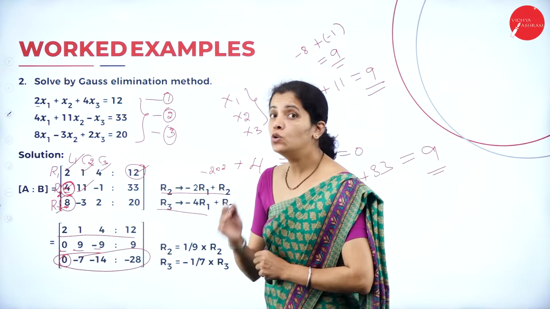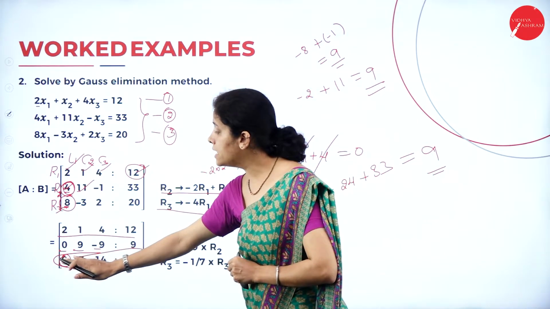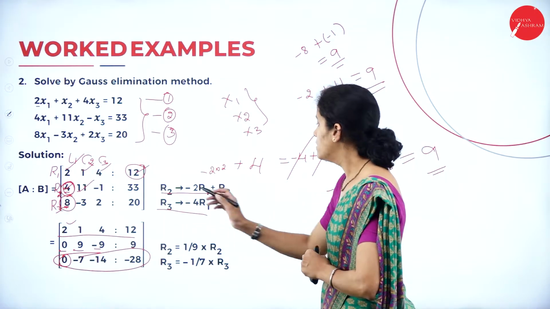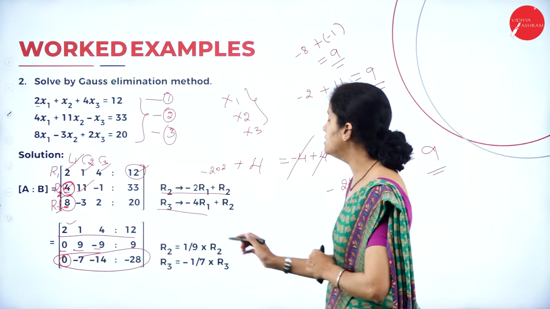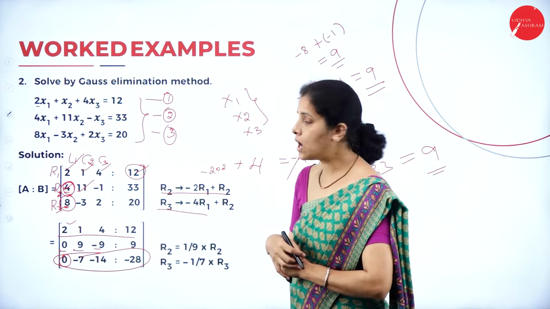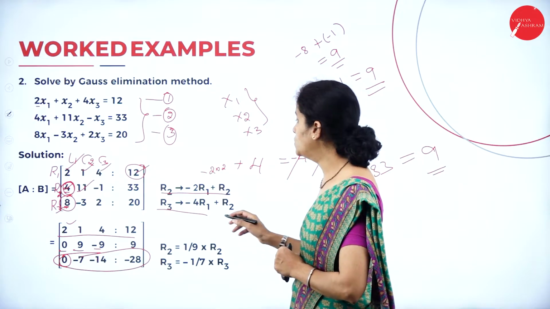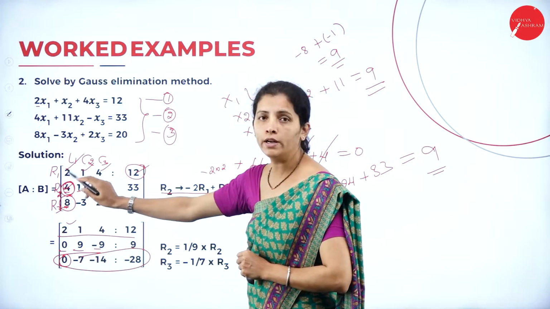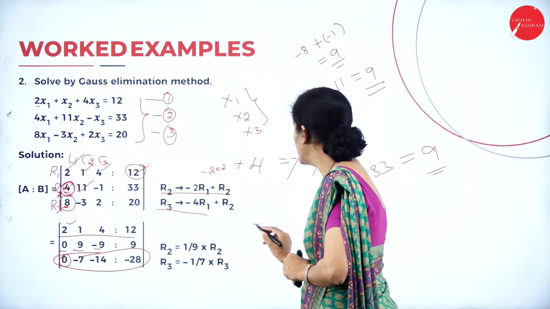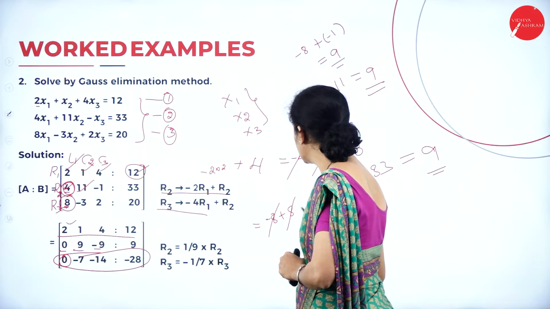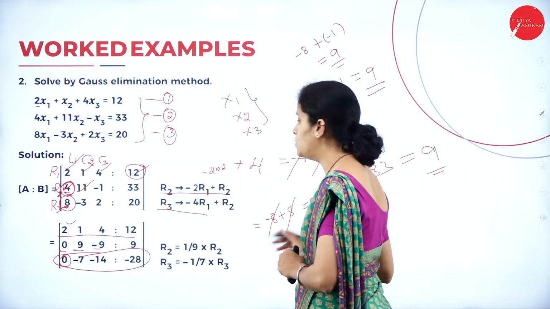That means to make this row's first element 0, once again I'm going to consider row 1. So I have the formula that is R3 equals minus 4R1 plus R2. So here I have 8. And when I multiply 2 into 4, I'm going to get minus 8, and plus 8. Both get cancelled. So it is 0.